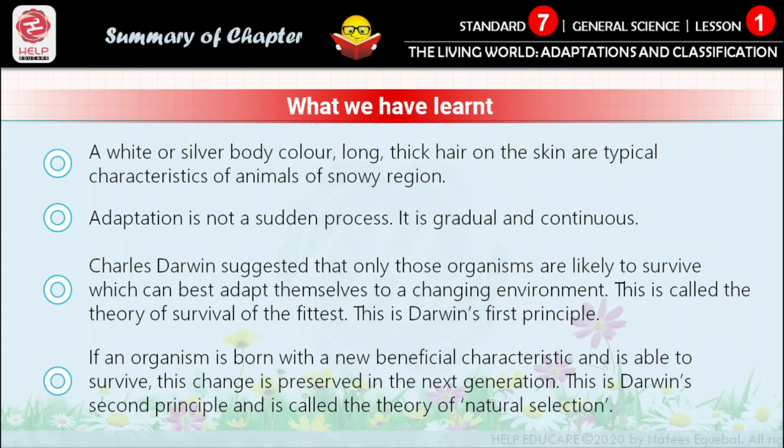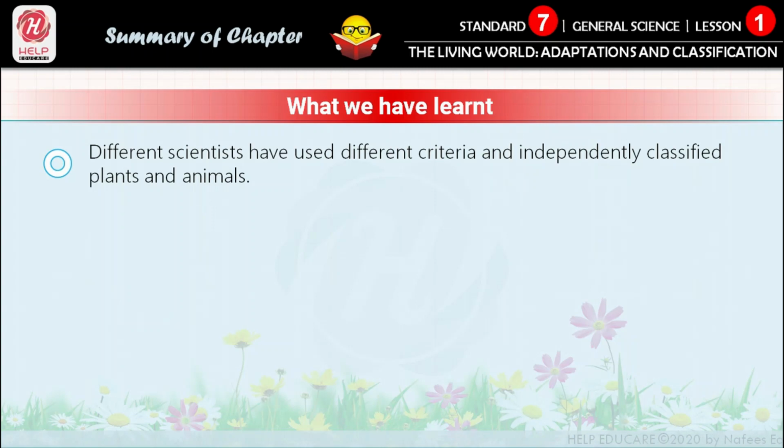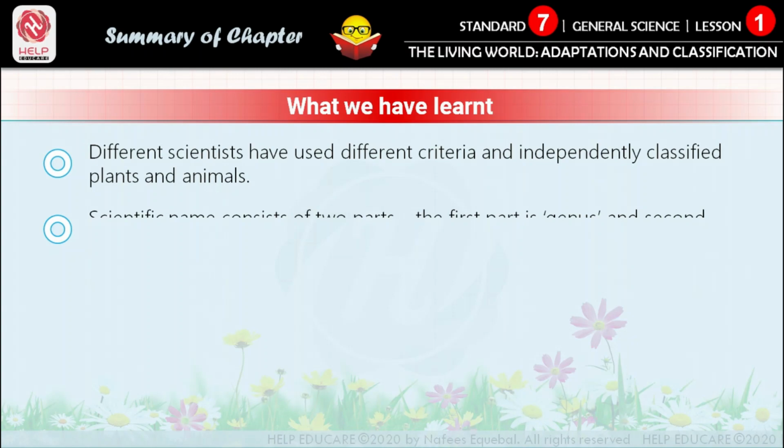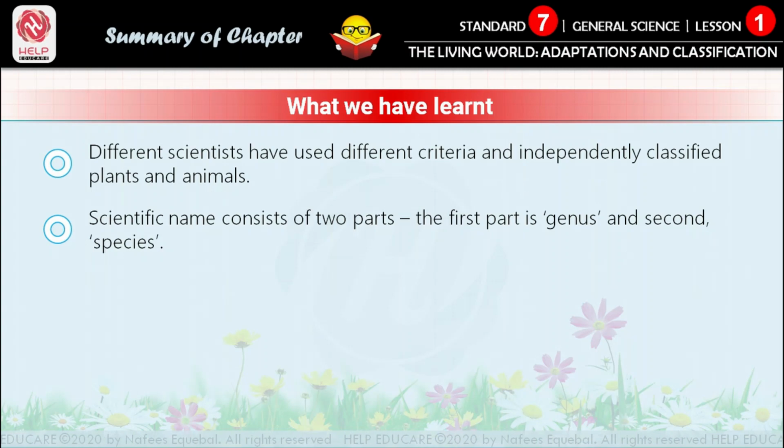Point number 14. Different scientists have used different criteria and independently classified plants and animals. Point number 15. Scientific name consists of two parts. The first part is genus and the second is species. Now, ready to solve multiple choice questions coming on the screen.